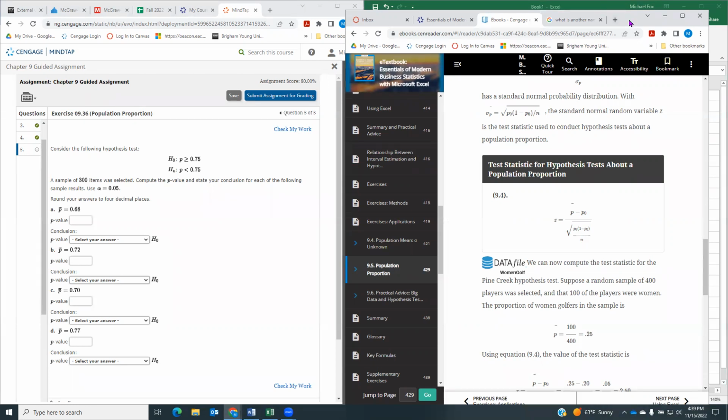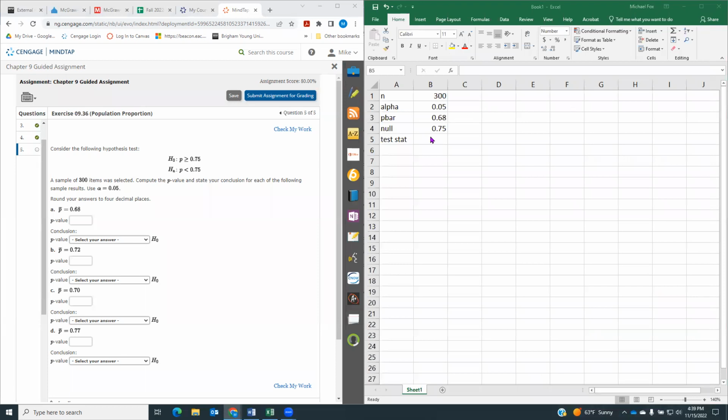Okay, so this should look a little bit familiar from stuff we've done before. So we'll go ahead and put it in here to find our test statistic. So the numerator is our P bar. Whoops, you got to start with an equal sign though. P bar minus the null. And then we divide that by the square root of the null times 1 minus the null, over n.